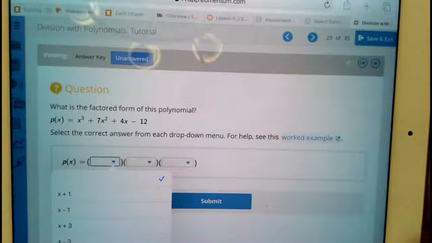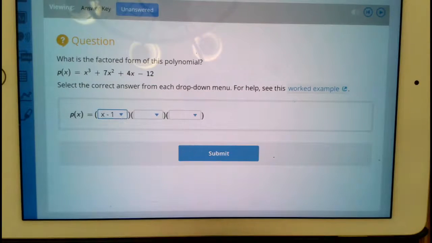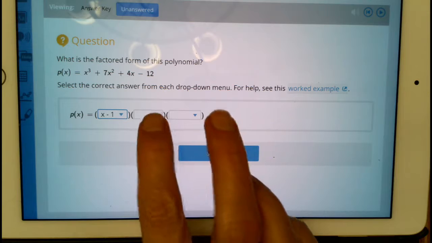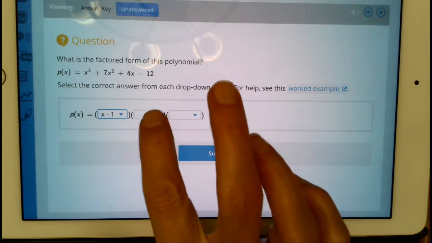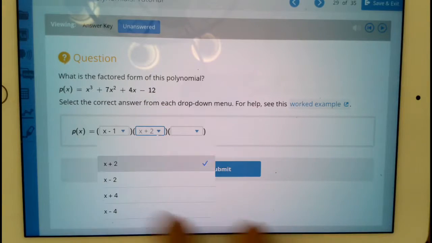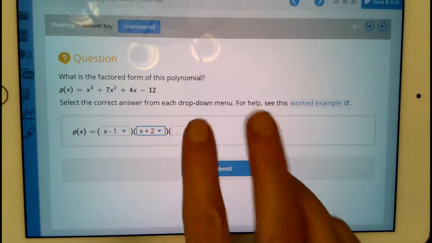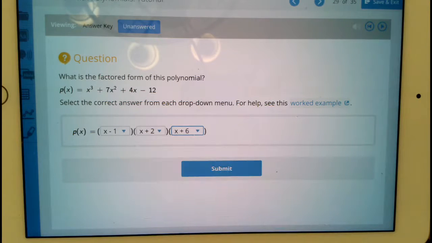So if we go back to my iPad for a second, we pull that there: x minus 1 in our first group here, and then our other two choices, we have x plus 2, and then lastly we have x plus 6. So there are our factors on that.